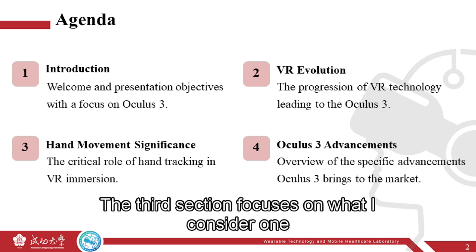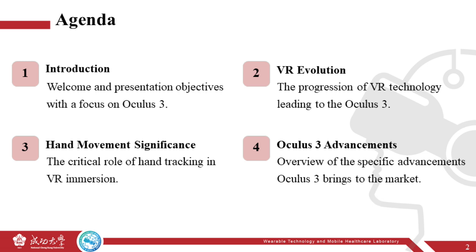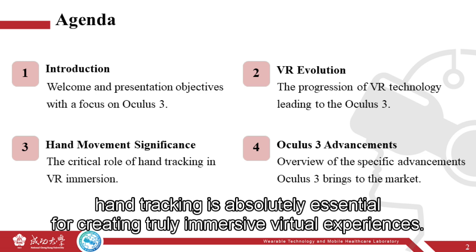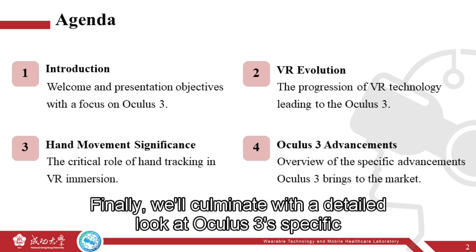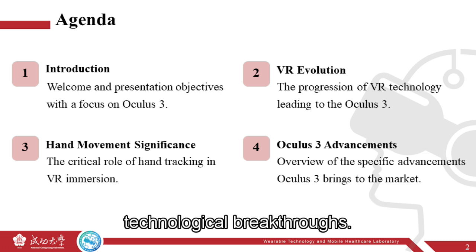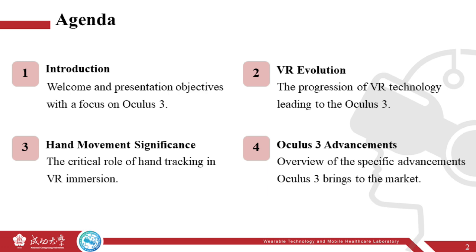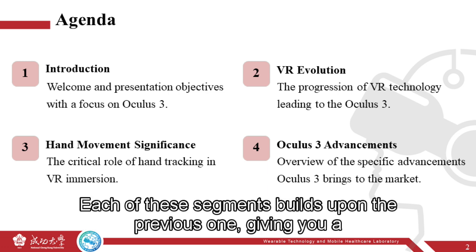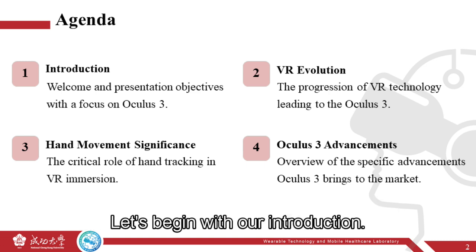The third section focuses on what I consider one of the most compelling aspects of VR, hand movement tracking. We'll examine why accurate hand tracking is absolutely essential for creating truly immersive virtual experiences. Finally, we'll culminate with a detailed look at Oculus-3's specific technological breakthroughs. This section will showcase how these innovations are pushing the boundaries of what's possible in virtual reality. Each of these segments builds upon the previous one, giving you a comprehensive understanding of both the technology and its significance in the field. Let's begin with our introduction.